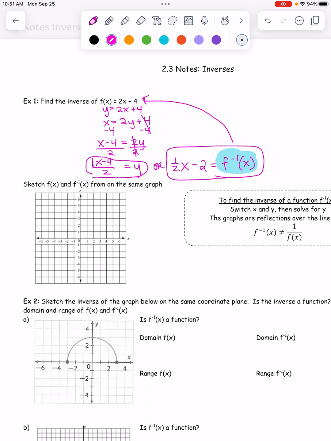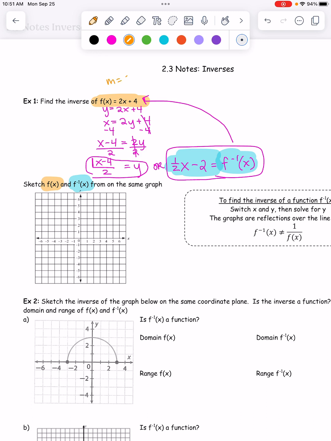What we're going to do now is graph both the inverse, so what I just highlighted in blue, on this coordinate plane, and then we're also going to graph the original function. So it says sketch f of x and the inverse on the same graph. So let's do the original function first.